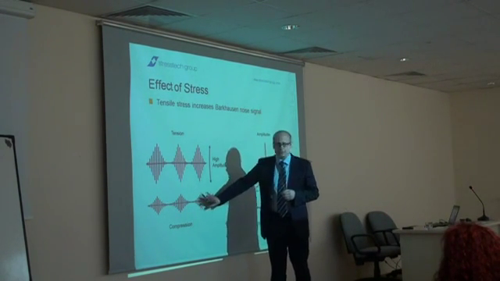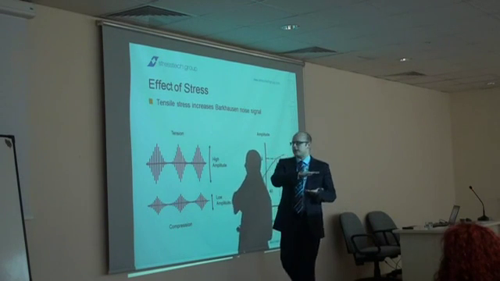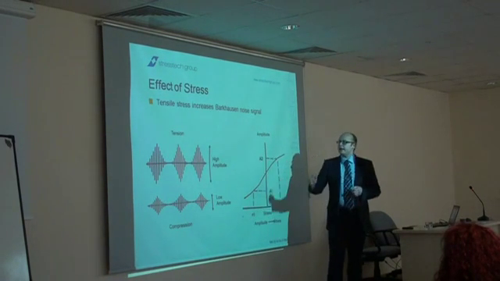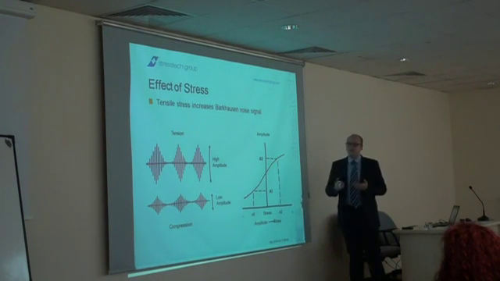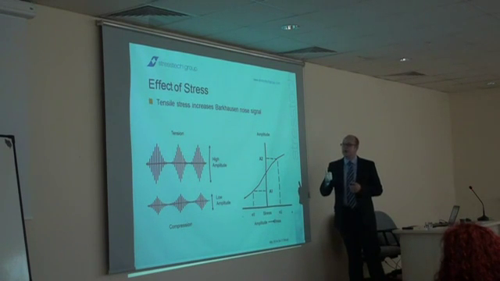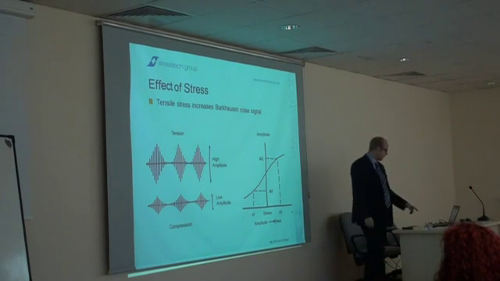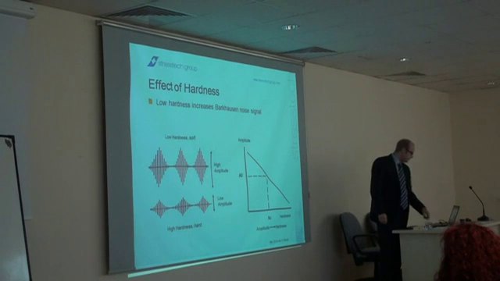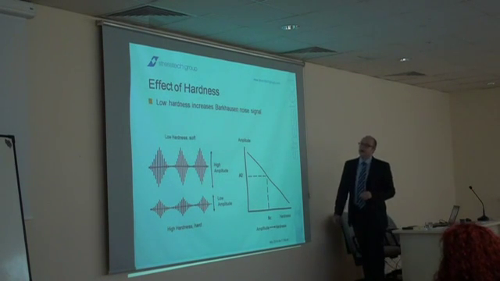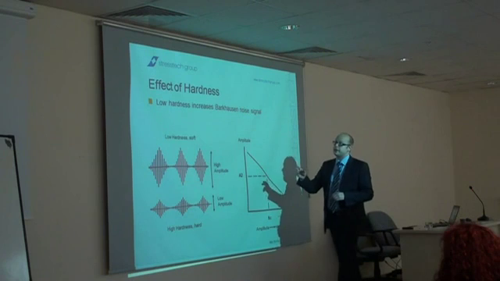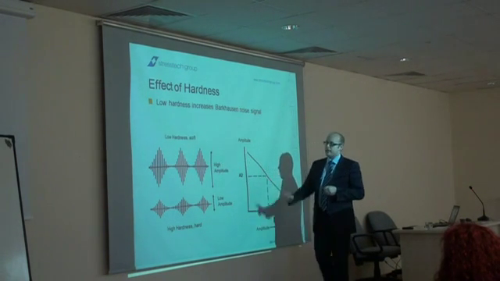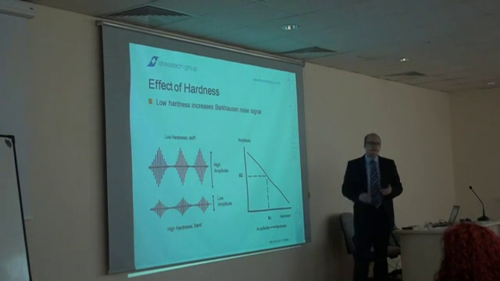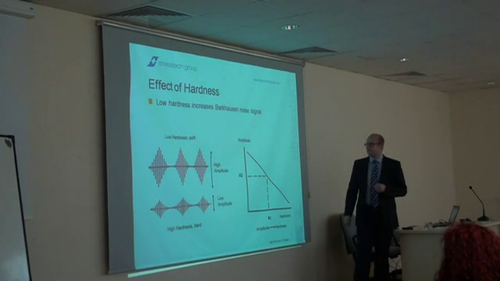If you have a compressive stress in your sample, you get a low amplitude. And if you have a tensile stress in your sample, you get a higher amplitude, which means that we get more signal if we have a tensile stress. And here is the same with hardness: if you have a low hardness, you get a lot of signal, and if you have a high hardness, you get less signal.